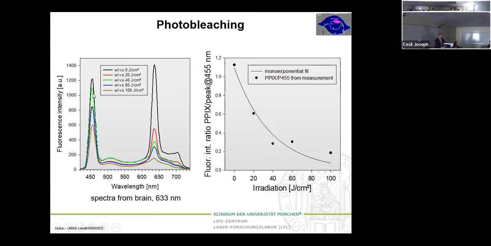Protoporphyrin 9 shows some photobleaching. This is shown here: this is the excitation, and this is the fluorescence. When we use different kinds of energy or irradiations for this solution, we can clearly identify that there is a photobleaching effect here. And when we make a graph against this irradiation, we can see this mono exponential decline along more or less the irradiation time or the energy applied.